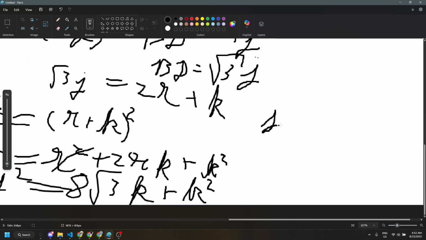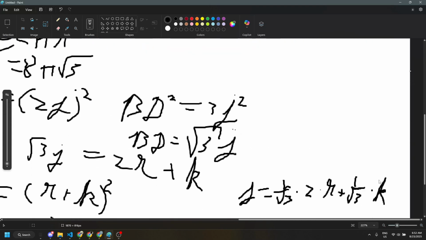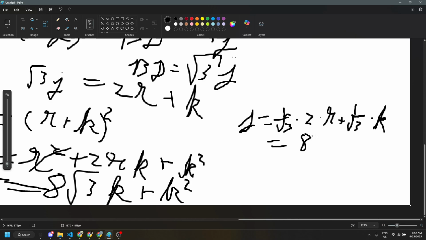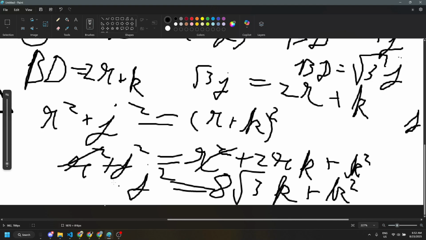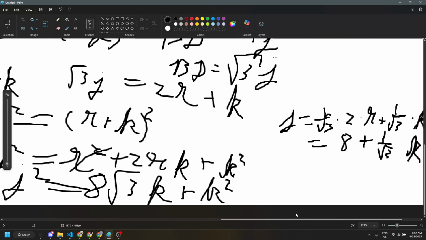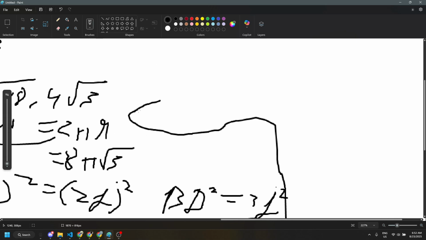J is equal to 1 over root 3 times 2 times r plus 1 over root 3 times k. And then r is 4 root 3. So it's equal to 8 plus 1 over root 3 k. So is this squared over here? Yeah, it is. Okay. Now, let's go all the way back up here. Now let's go even further up.